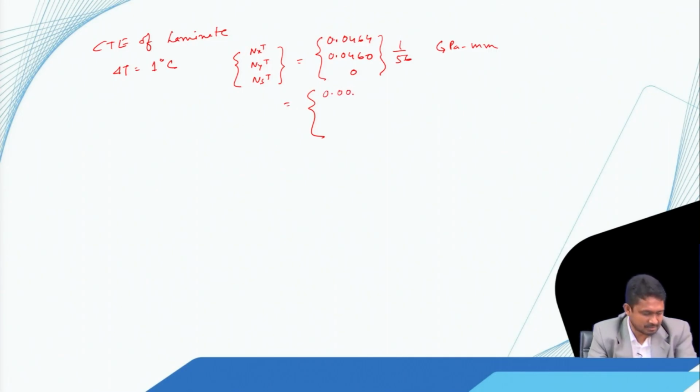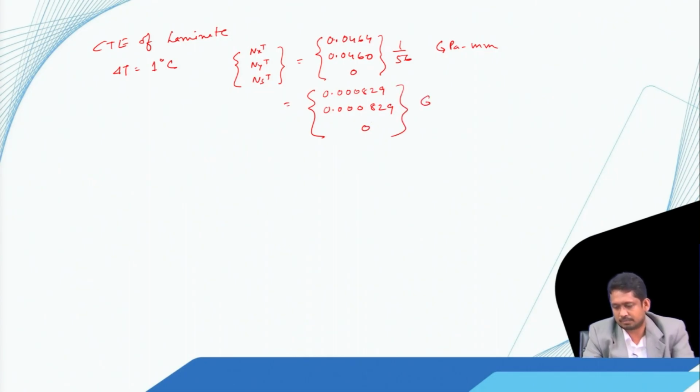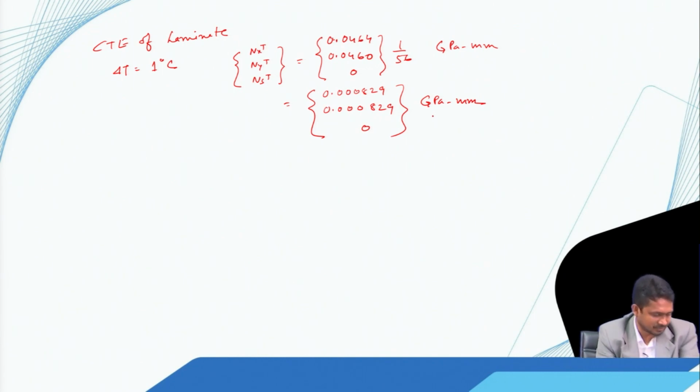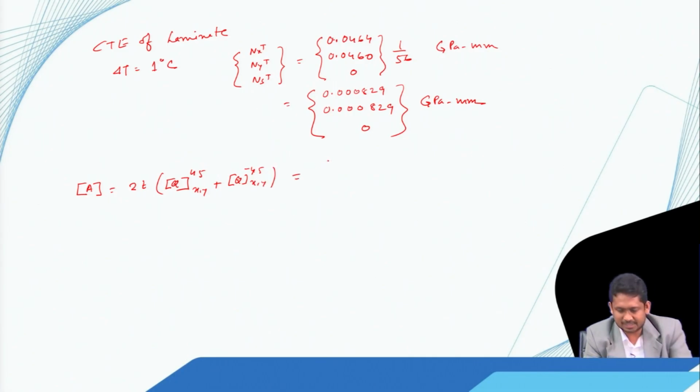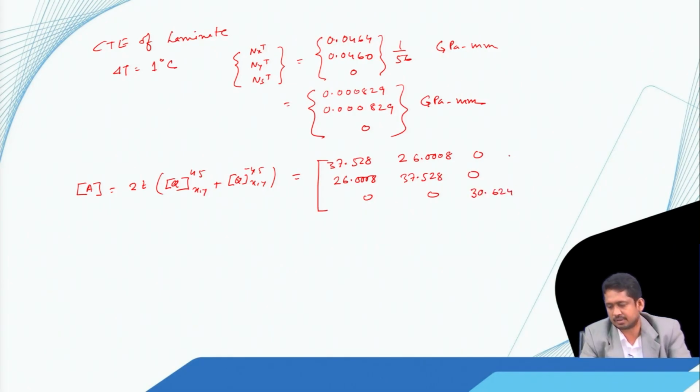So, it becomes 0.000829, 0.000829, 0 GPa millimeter, and the A matrix is 2 into thickness of each ply multiplied by Q matrix for the 45 degree ply plus Q matrix for the minus 45 degree ply, both with respect to the XY system, and that gives me the A matrix as 37.528, 26.0008, 0, 26.0008, 36.528, 0, 0, 0, 30.624 GPa.